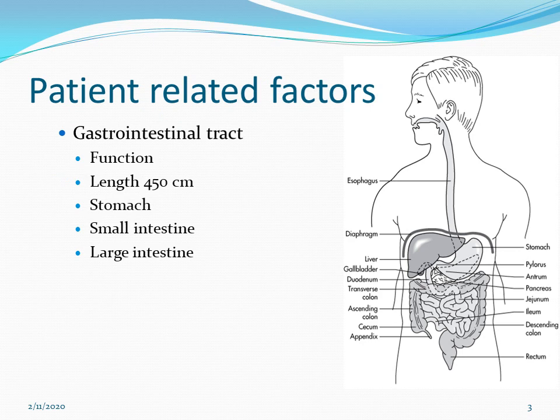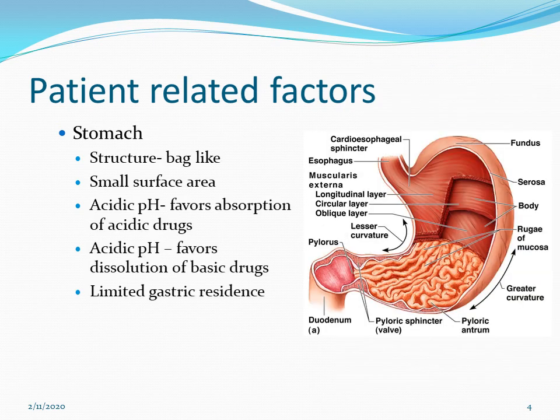Before discussing the factors, we will see the gastrointestinal tract. So the main function of gastrointestinal tract is the digestion and the absorption. It has an approximate length of 450 centimeter and is divided into the major parts, that is the stomach, small intestine and the large intestine. Let us move towards the stomach.